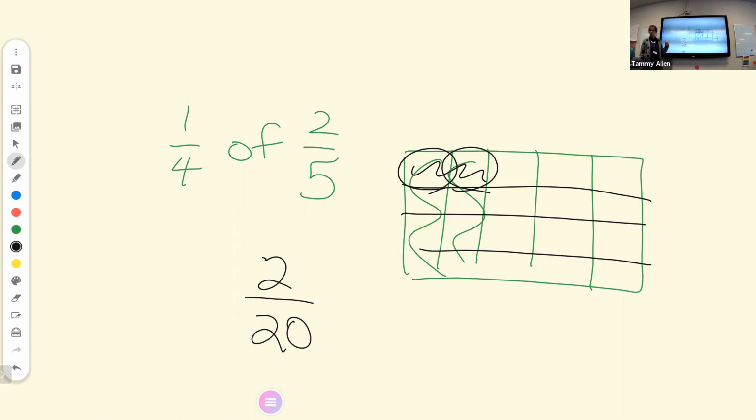Eduardo? Because this is 1, 2, 3, 4 sections. So we shaded in one of the sections. Does that make sense? Okay. But when we look at the whole picture, it was 1, 2 out of all 20. Okay. Does that help you?